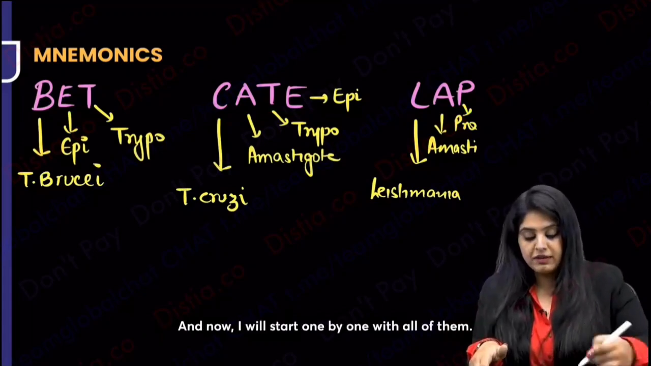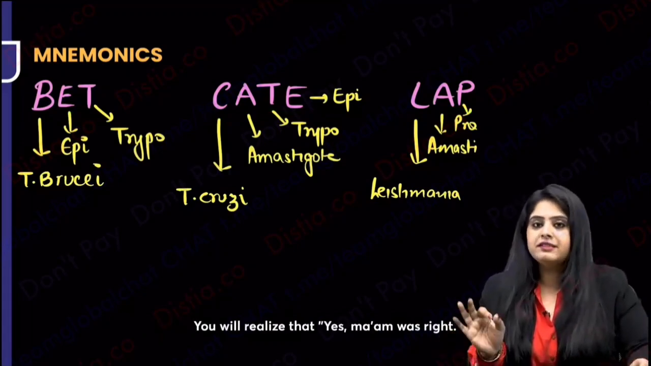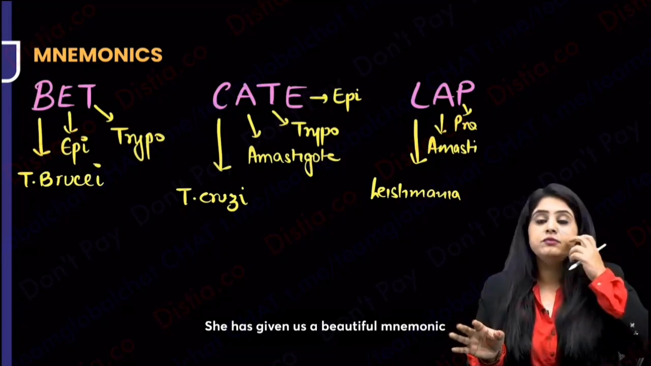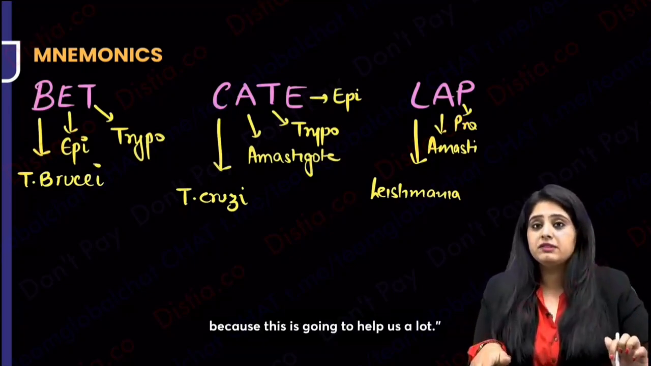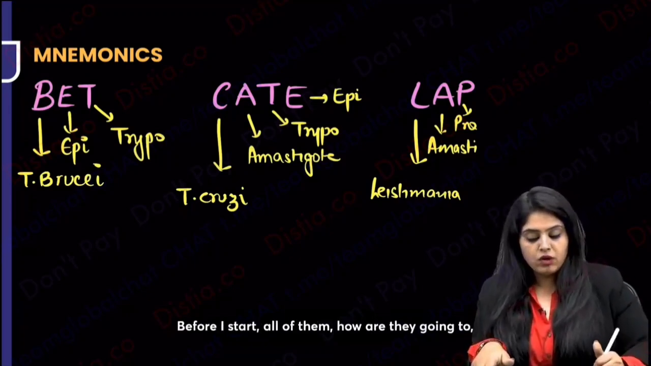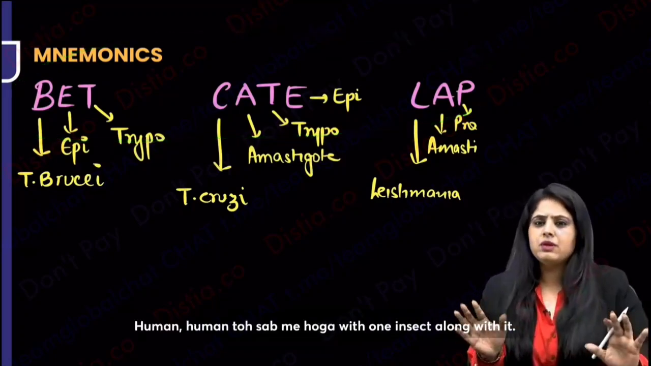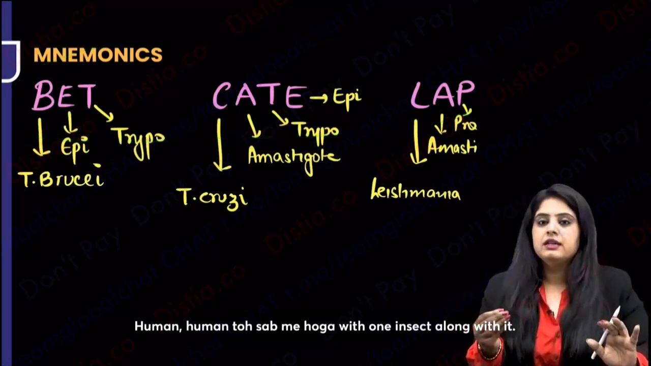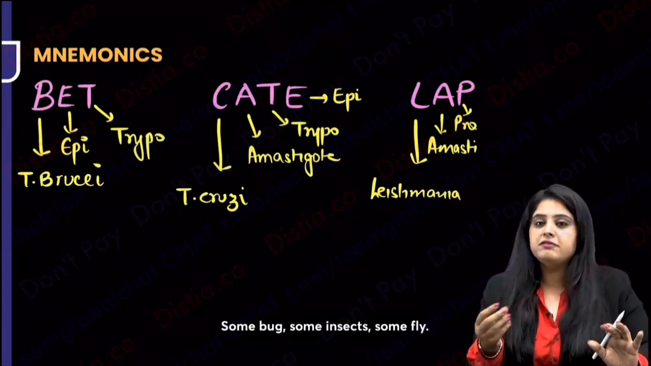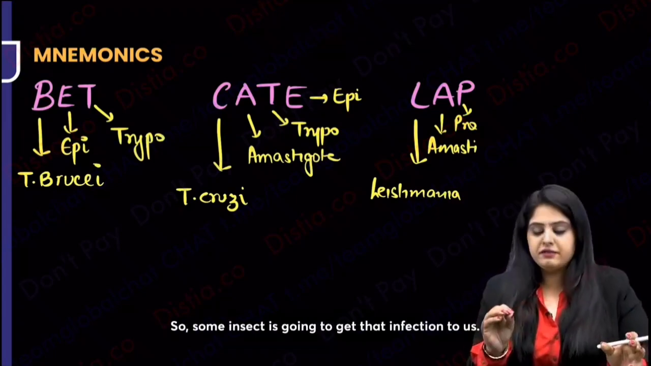And now I'll start one by one with all of them. You will realize that yes, ma'am was right. She had given us a beautiful mnemonic because this is going to help us a lot. Before I start, what is their life cycle going to be? It will involve humans with one insect along with it. Some bug, some insect, some fly. So some insect is going to give that infection to us.